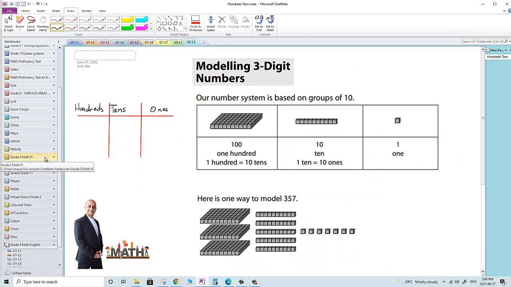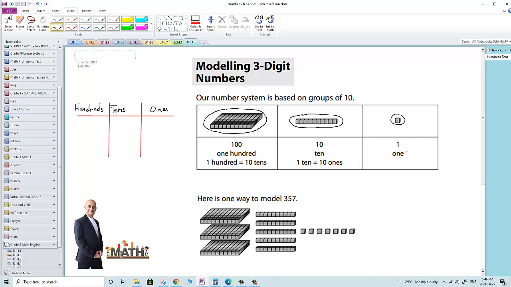So in this case we can do it with drawings. You see here the ones, we have one cube. The tens, we can make as a group of 10 blocks, and the hundreds we can make as a group of 100 blocks, this way.